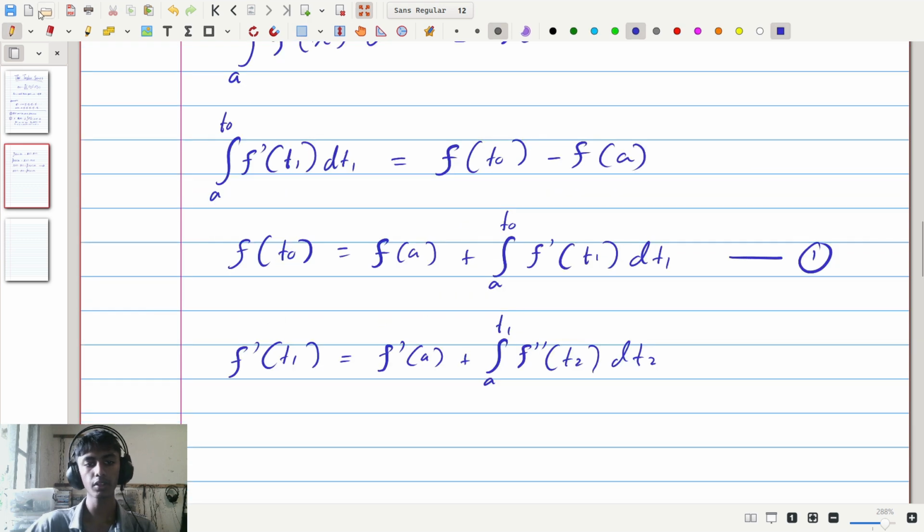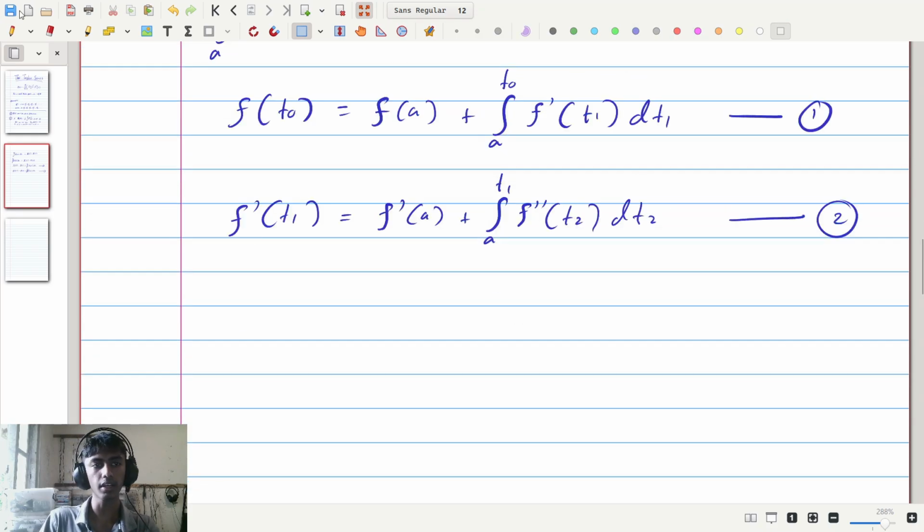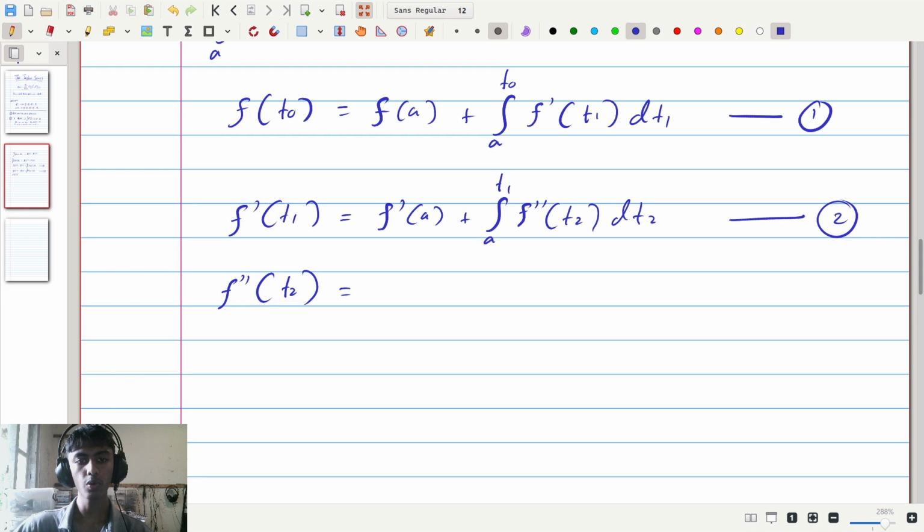So we can see here, we have some function f, its derivative in the integral, and it evaluated at a. Here we have that function's derivative, which itself is being treated like a function, and we take its derivative into here. This is equation number 2. Moving on, we can continuously do this more and more. Doing it one more time, we can take f double prime of t2, and you'll see why we're doing this. f double prime of t2 would be f double prime of a plus the integral from a up to t2 of f double prime's derivative, which would be f triple prime.